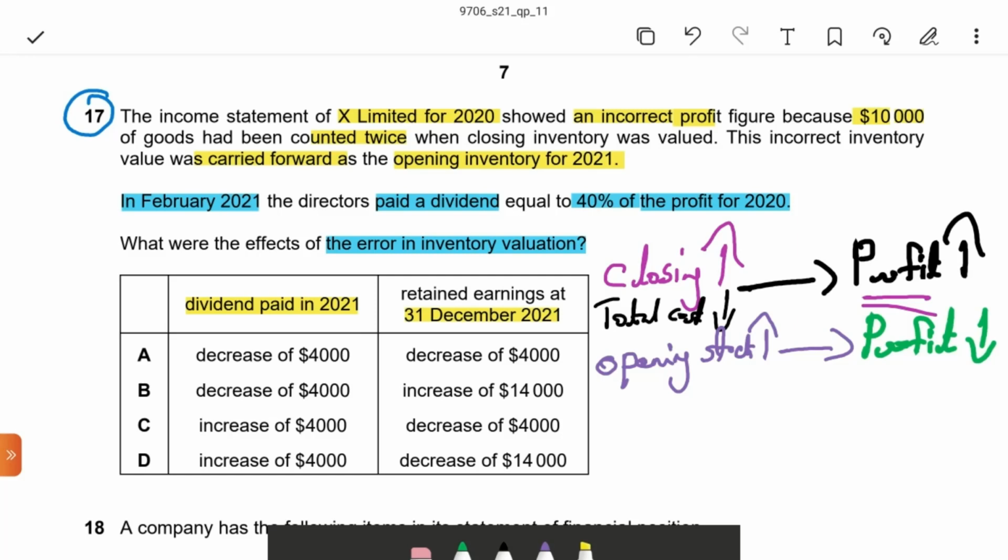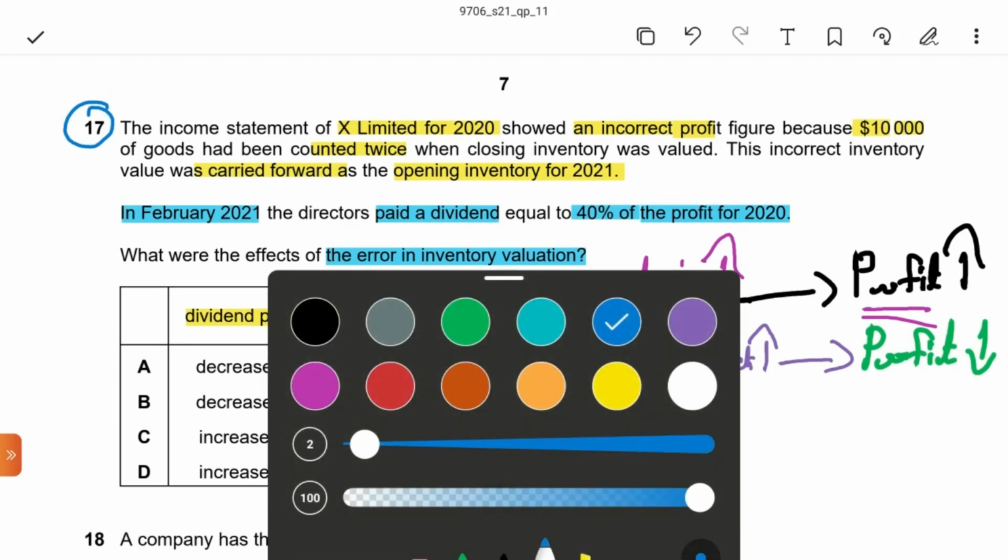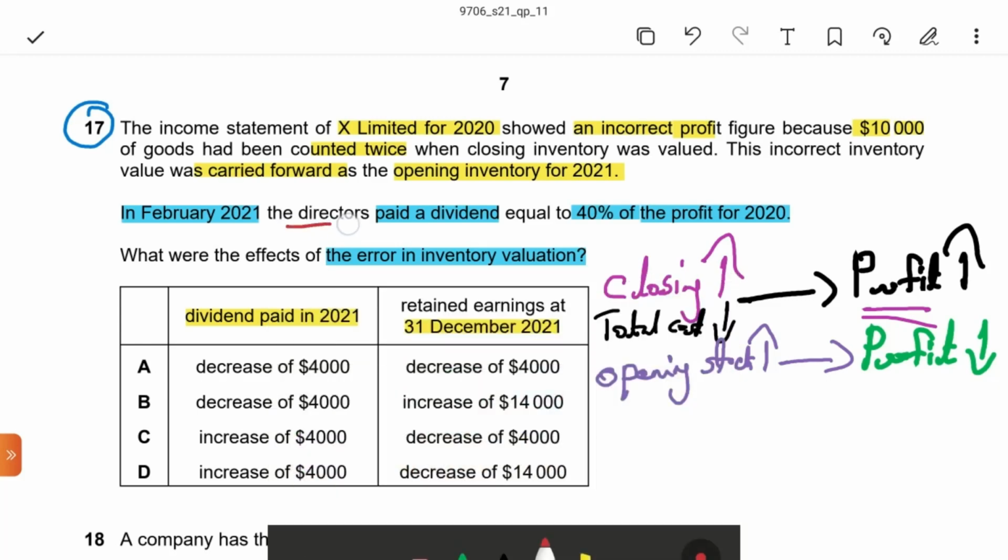Okay. Now they are asking about the dividend the directors paid. The directors paid a dividend equal to 40% of the profit for 2020. The profit of 2020 is overstated. So what will happen with the dividend? The dividend will also increase. So C and D give an increase of 4,000. 4,000 means 40% of 10,000. So the first part is clear.